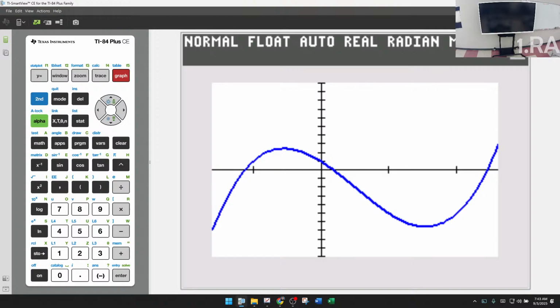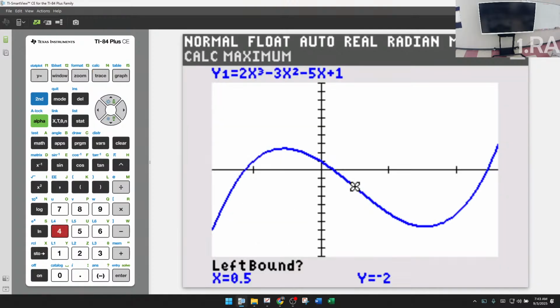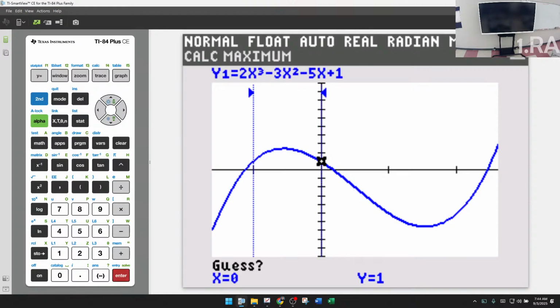So what I will do is I will first find that max by doing second, calculate, max. It tells me the left bound, so I've got to put this little cursor to the left of that max. Two ways to do that: move it or just type in a number. Negative 1. It's easier to type in a number. Notice it puts my line to the left of it. I know negative 1 is to the left of that. Now it wants my right. I know 0 is to the right. I'm going to just type in 0. It's easier to do that. Guess.